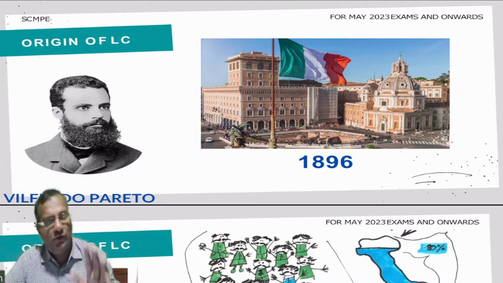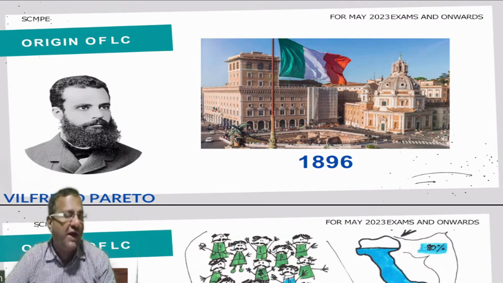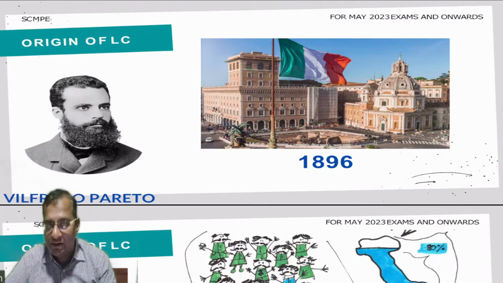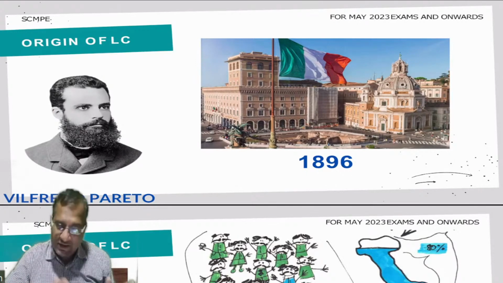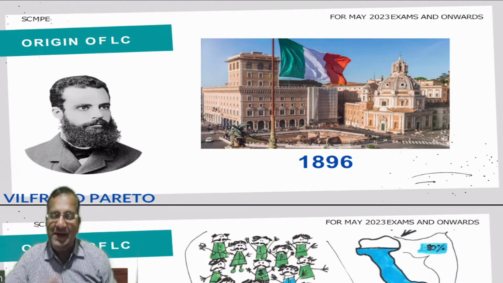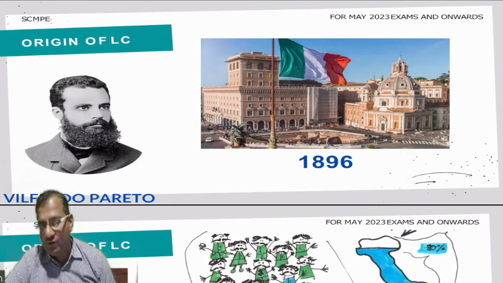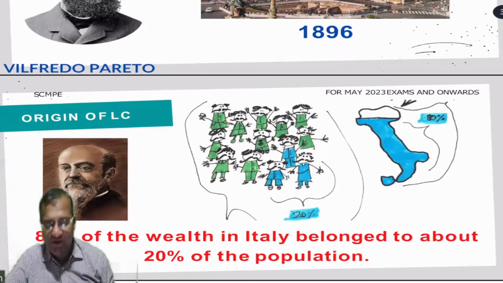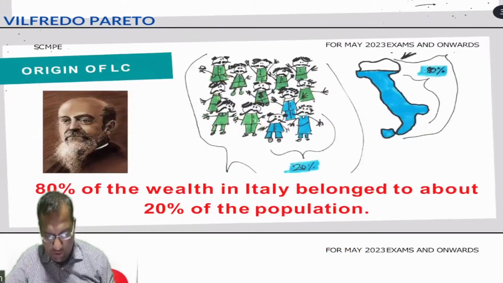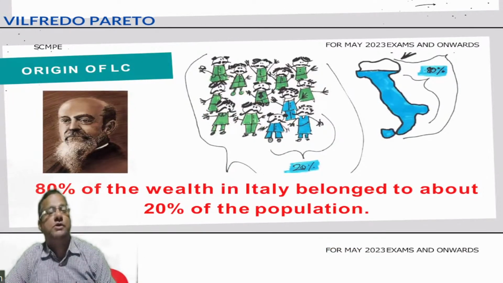1896 में इन्होंने एक रिसर्च किया था अपनी इकोनॉमी पर, और इनकी फाइंडिंग क्या थी? 80% of the Italy wealth is owned by 20% of the Italians. In other words, just 20% of Italian wealth is being shared by 80% Italians. Okay, so 80% of wealth in Italy belongs to 20% of the population.